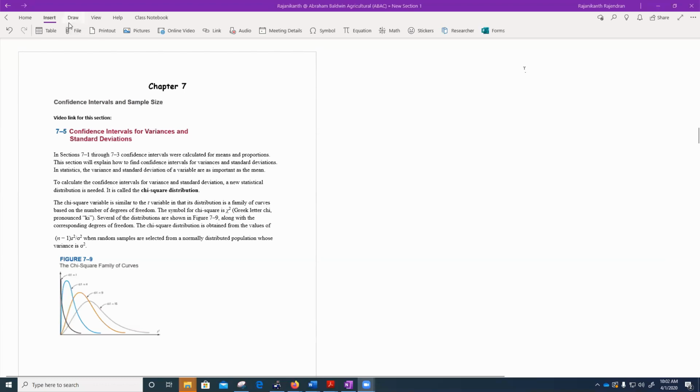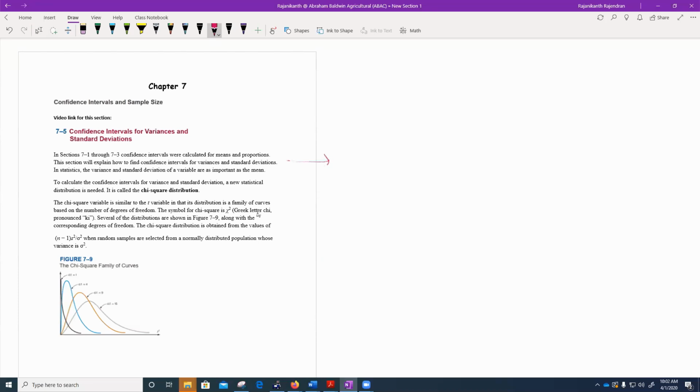So variance, that means now we are going to estimate sigma squared, the population variance. So we are going to find an interval. Before doing that, we are going to see one new thing, which is called a chi-square distribution.